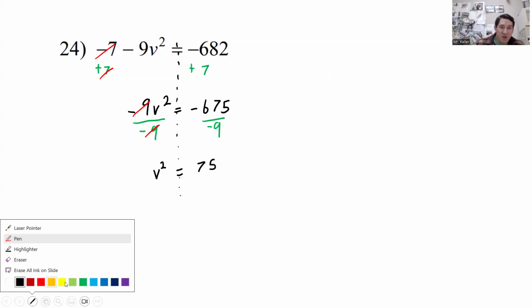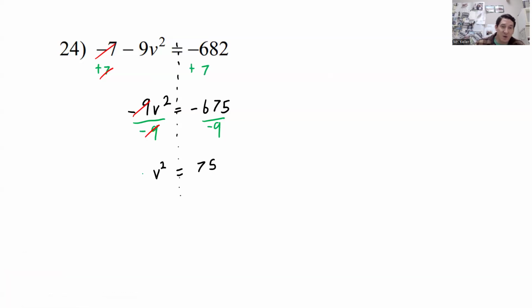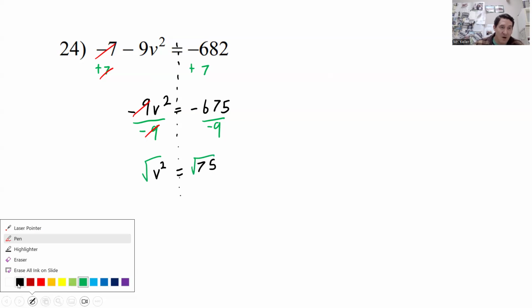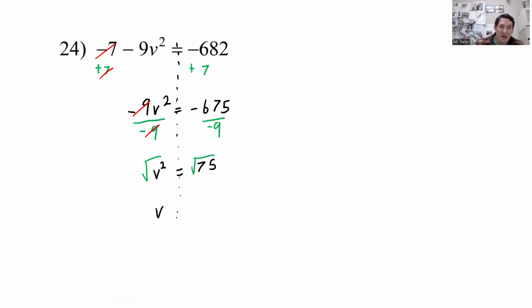Once you're here, v squared, the opposite of squaring something is square root. So I'm going to take the square root of both sides. So I'm left with just v. And here's the square root of 75. I'm going to do a buddy system on that. So I'm going to separate it out. 75 is 3 times 25. 25 is 5 times 5. So if I put those back into the radical, 75 is 3 times 5 times 5.